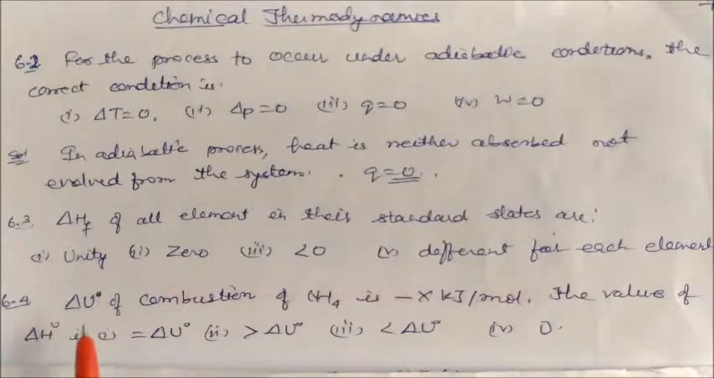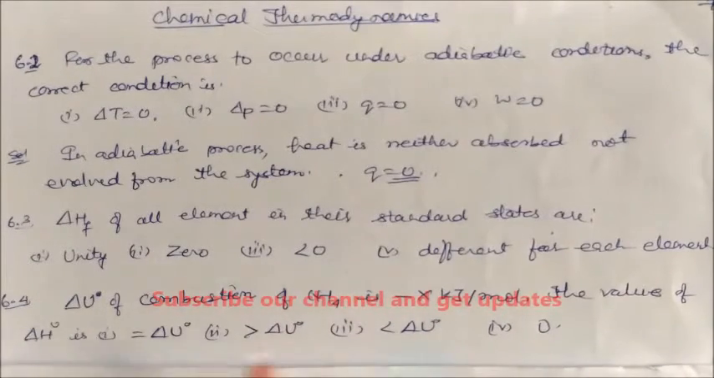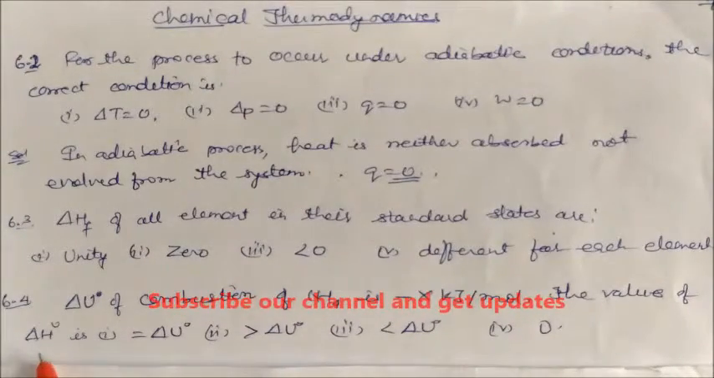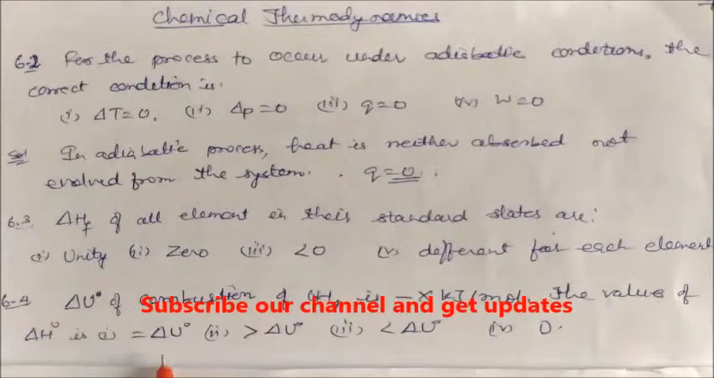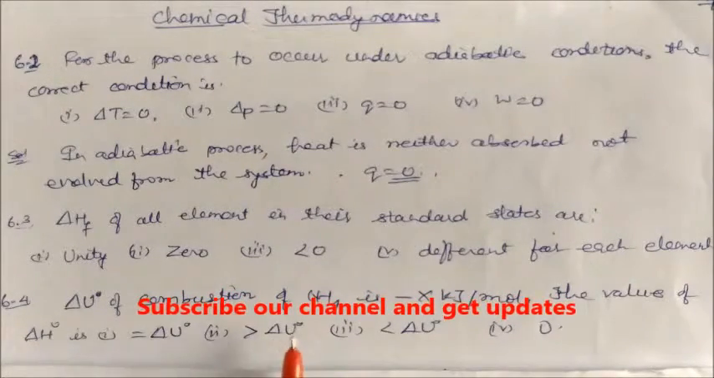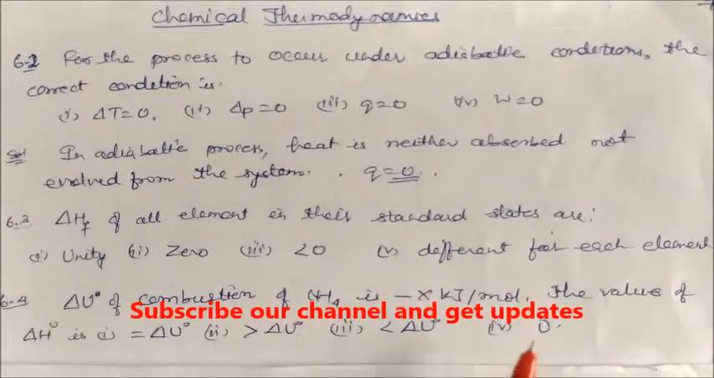Standard internal energy of combustion of methane is minus x kilojoule per mole. The value of standard enthalpy will be what? We have four options: more than the standard internal energy, less than the standard change in internal energy, and the fourth is 0.